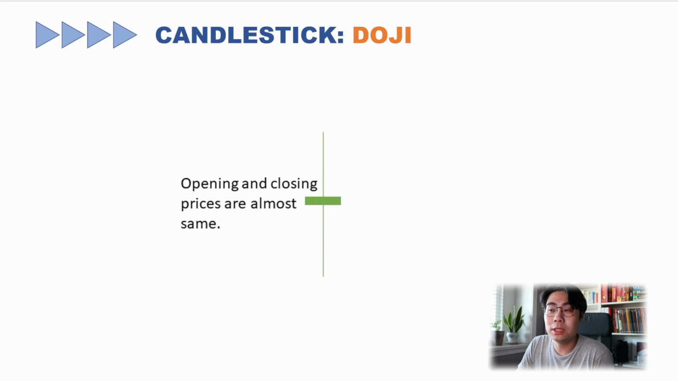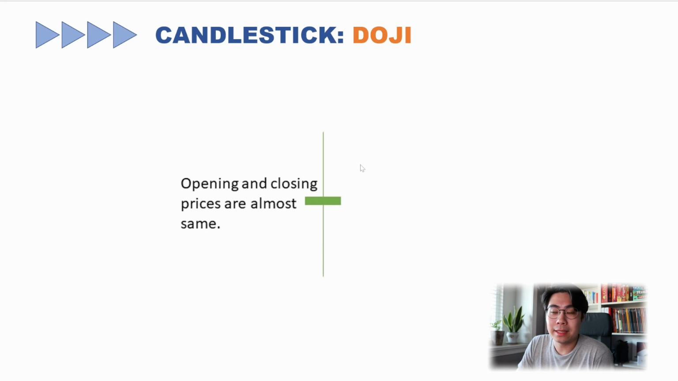So for a doji, what you want to see is a very small opening and closing price difference, and you want to see some wicks from the high and the low. This really just means that there is indecision in the market for this time period. There were a lot of sellers, there were also a lot of buyers, but we don't really know where the price is going to go, right?